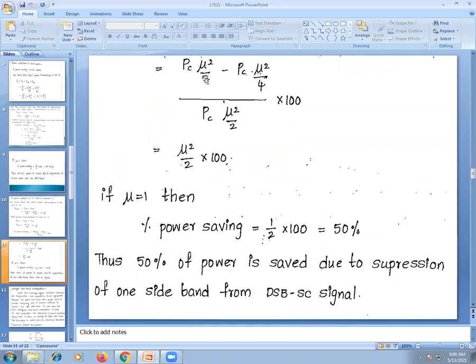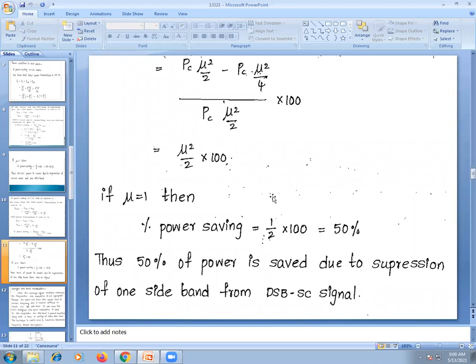So that is called PC into m square by 2 minus PC and m square by 4 by PC and m square by 2 into 100. That is m square by 2 into 100. If m is equal to 1, then what is that value?